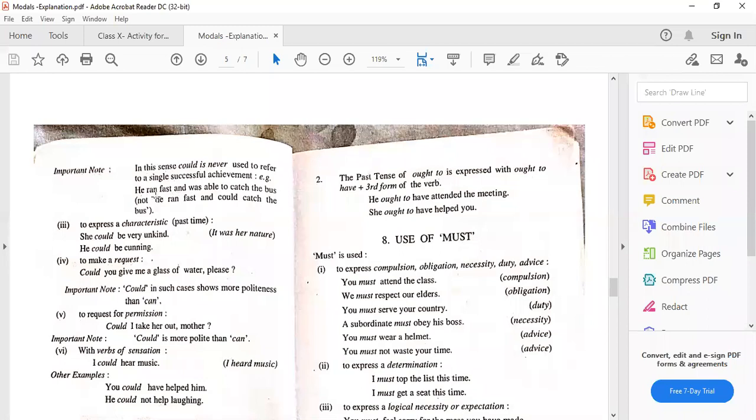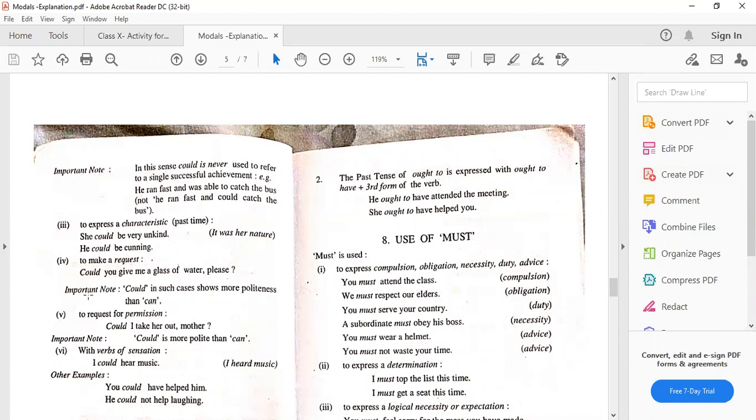We cannot say that he ran fast and could catch the bus, because it is only referred to a single achievement. Next, to express a characteristic of past. Past की कोई characteristics है, for that also you can use could. She could be very unkind. She could be cunning. It was her nature, but not now. अब नहीं है.